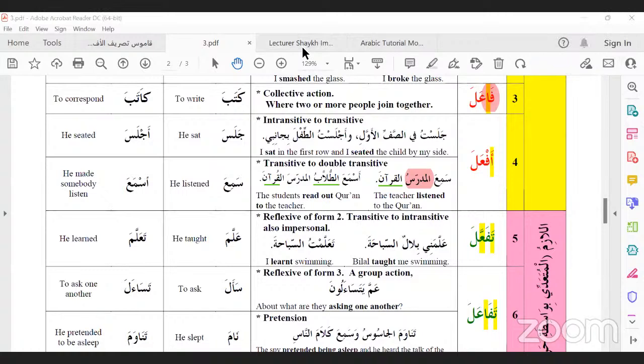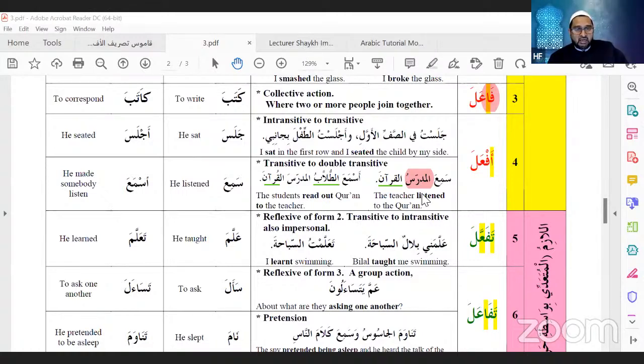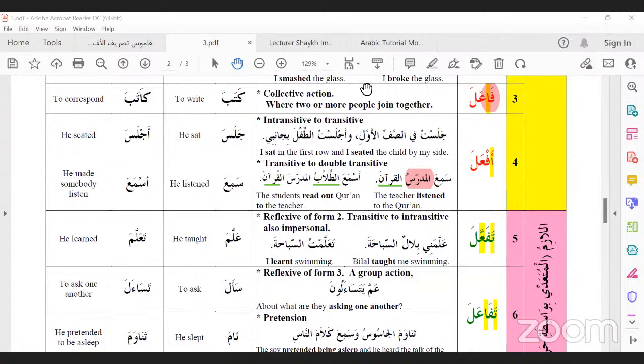Right. Where is Siddiqa Jafar? And then after Sister Siddiqa Jafar, Sister Batul Salman. Assalamu alaikum. Alaikum assalam wa rahmatullah.